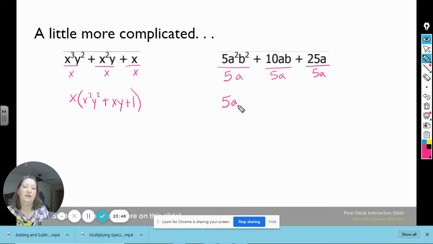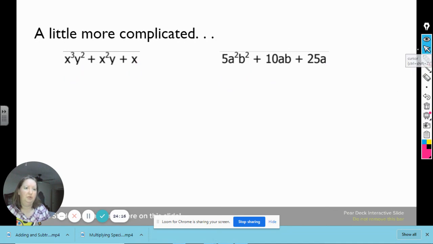And then it goes on the outside, and then you put the leftovers on the inside. Okay, the 5's canceled out, and one of the a's, so you have ab squared. Copy and paste the plus sign. 10 divided by 5 is 2. The a's cancel out, just b, plus 5. The a's canceled out, so that's it. You can always pause it if you want to take some notes.